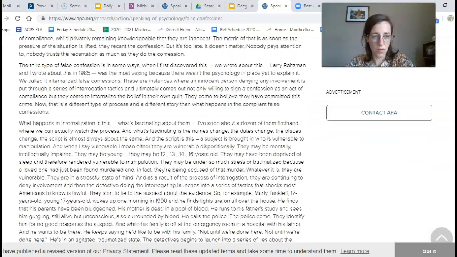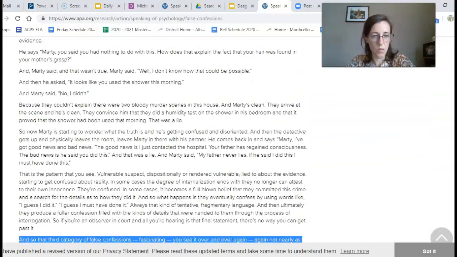Or I'll show you in the visual transcript. You can end it right here after Marty's story, where he stops his analysis here. If you're an observer in court and all you're hearing is that final statement, there's no way you can get past it. Stop. You can stop right there.